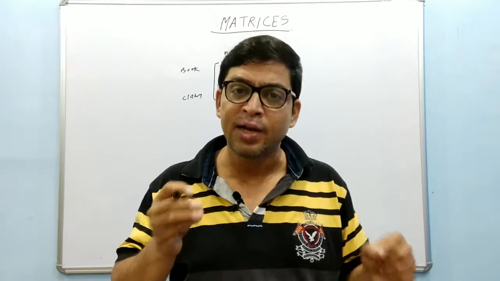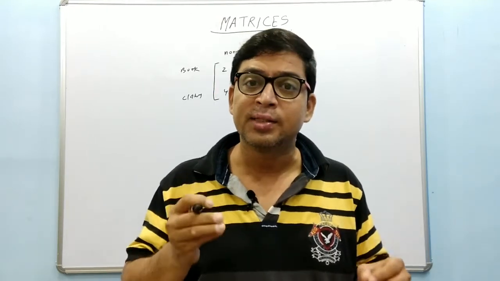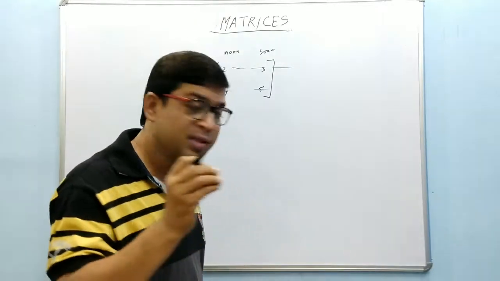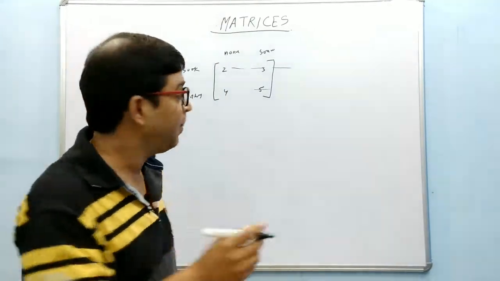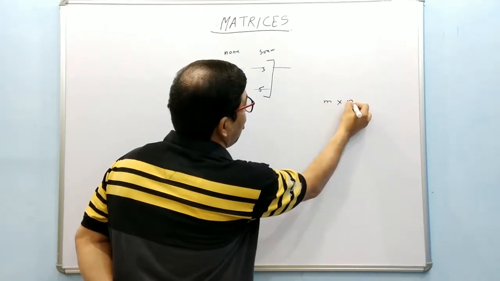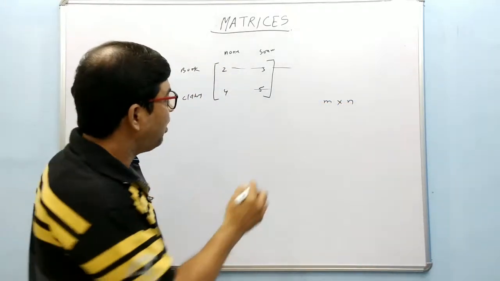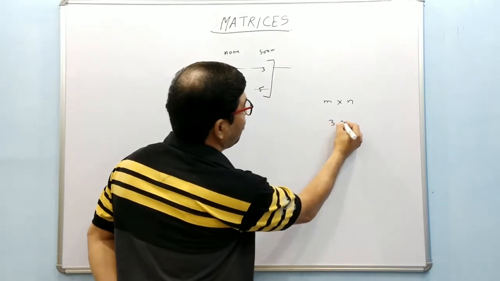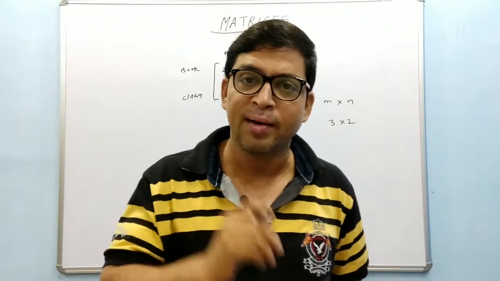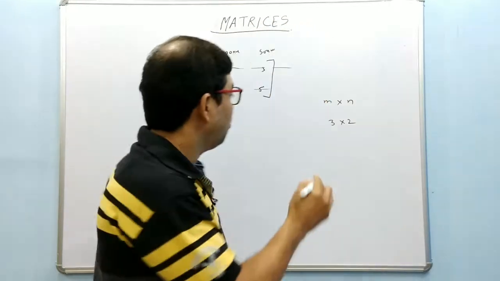Matrices are characterized by their order. And what is the order of a matrix? The important first thing you are learning today is the number of rows into the number of columns. If a matrix is of format 3 into 2, the number of rows is 3 and the number of columns is 2. What does this mean?